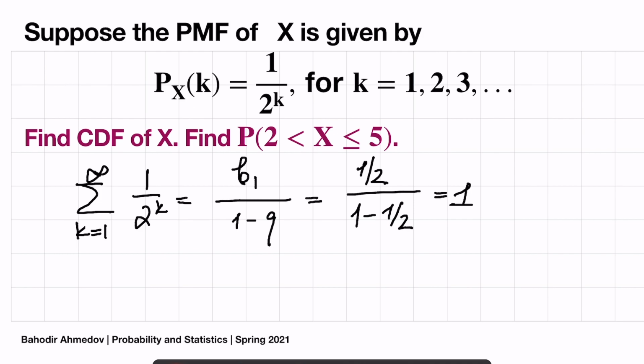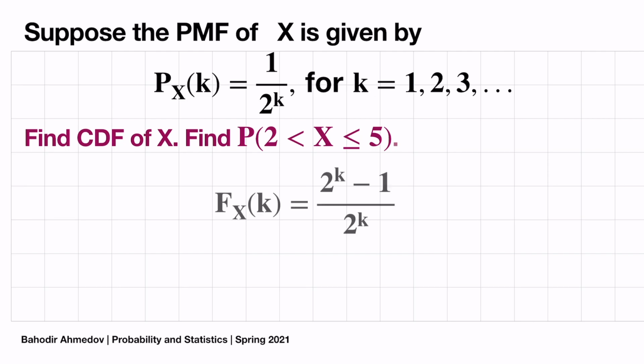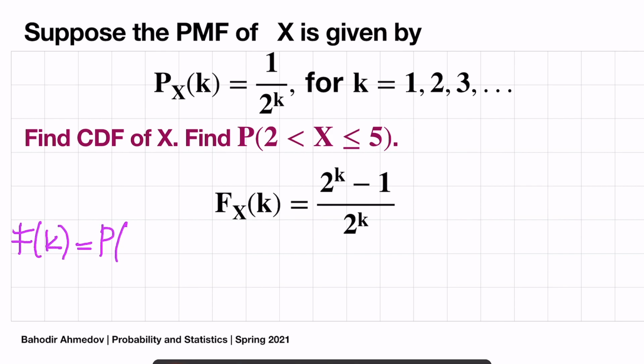Cool. So let's find the CDF. It appears the cumulative distribution function is going to be equal to (2 to the power of k minus 1) divided by 2 to the power of k. And it is also easy to show, right? What is F of k by its definition? By the definition, F of k is the probability that your random variable X is smaller or equal to k, right? Well, we know the probability for every value of k, right?